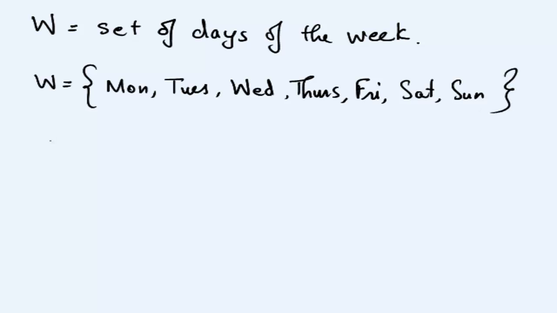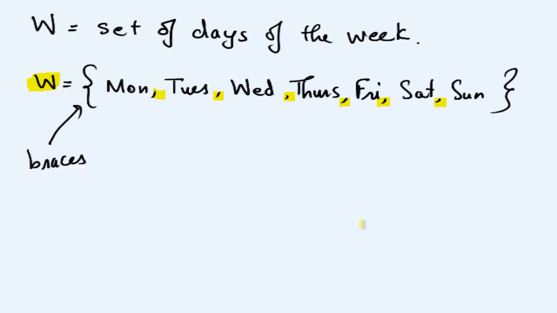Now notice, we use braces to enclose the elements of the set, and we use commas to separate the elements inside the braces. Also, it's a convention that we use capital letters for the names of the set. So this is one way of writing a set mathematically. That is, we list all the elements of the set inside the braces.